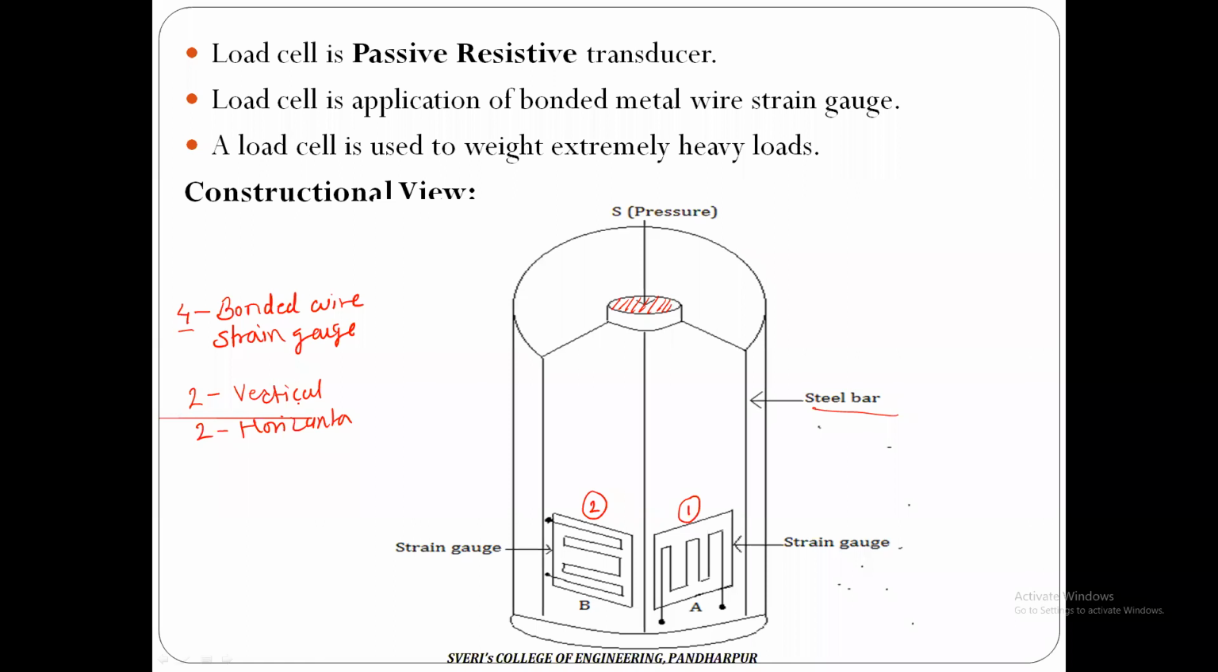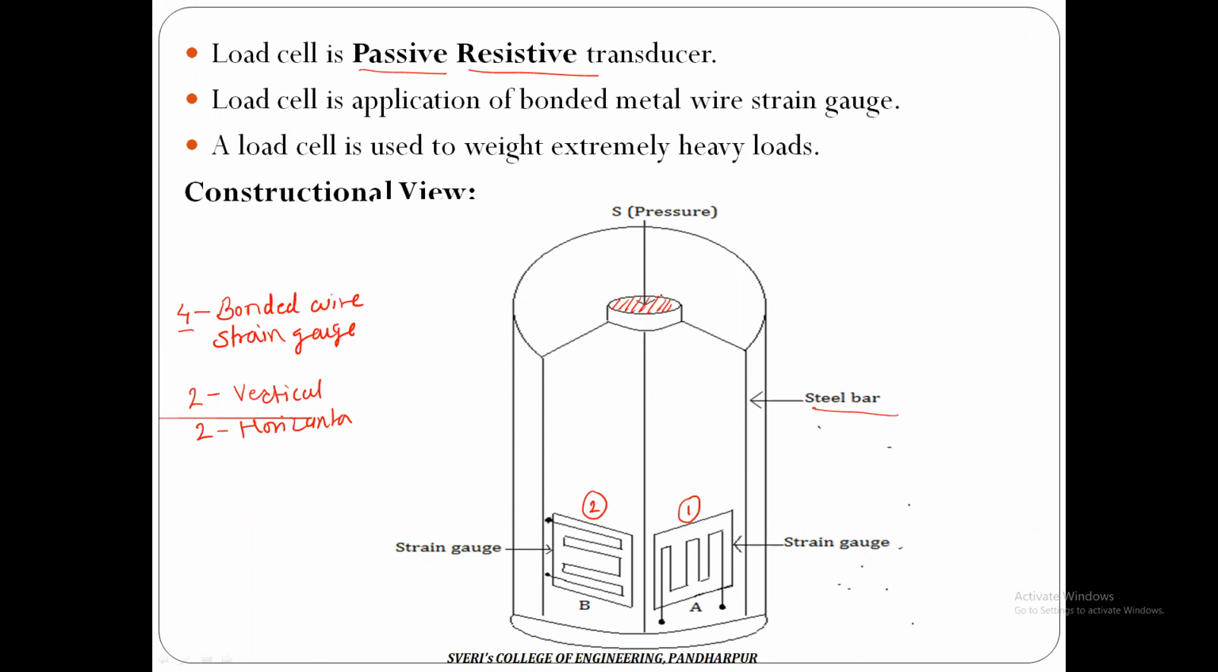So if you read that very important sentence, the load cell is a passive resistive type of strain gauge. Is it right? As it consists of bonded wire strain gauges, it means that the applied force will change the resistance. Now see the basic things.